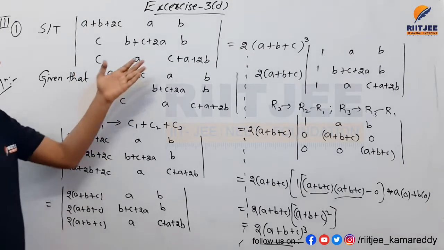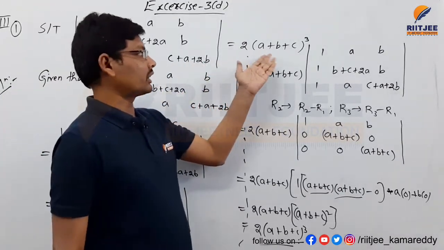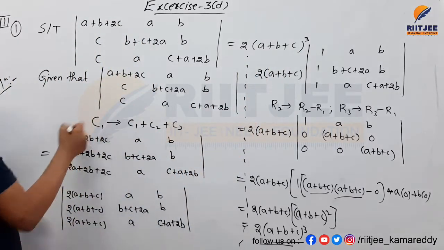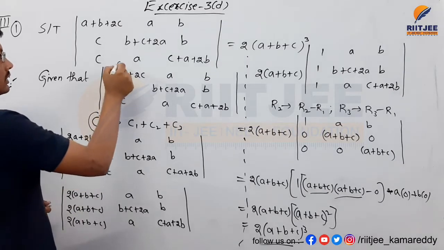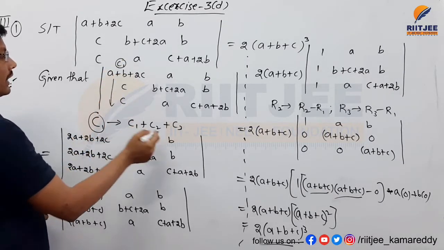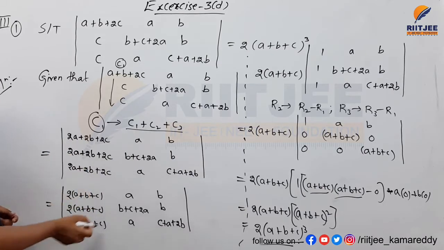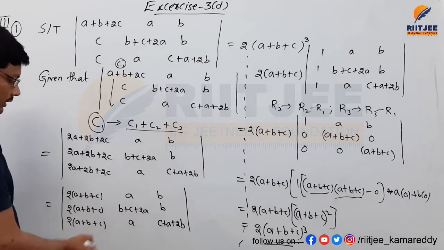Here he has given a 3 by 3 determinant and is asking to show that it equals 2 of (a plus b plus c) whole cube. I am changing column 1 as the sum of the 3 columns. After adding all the terms, there is a common term, 2 of (a plus b plus c), and I am taking that common.